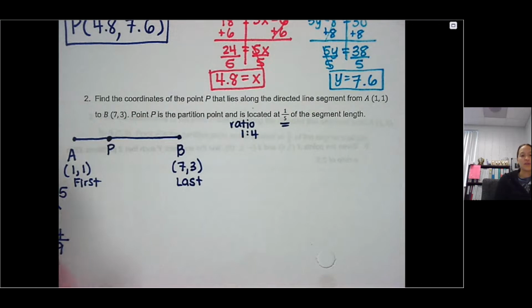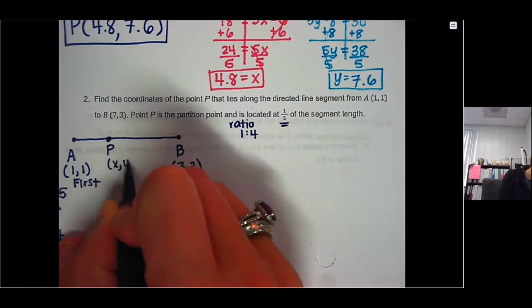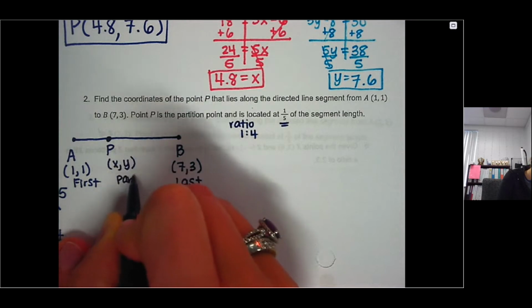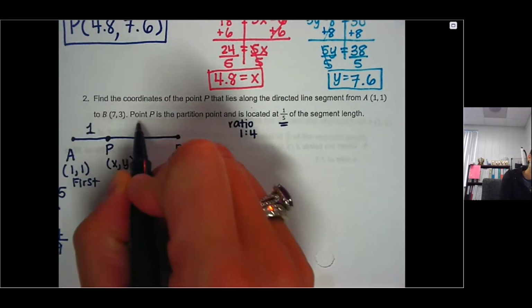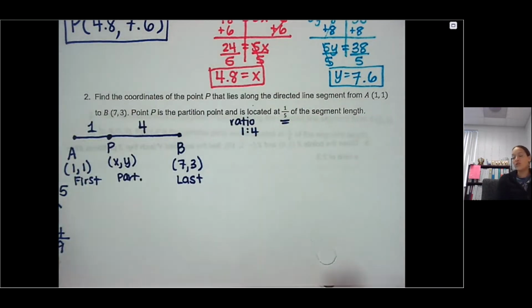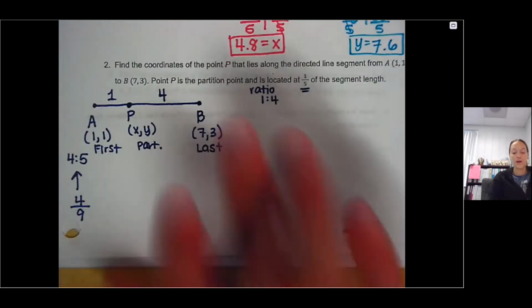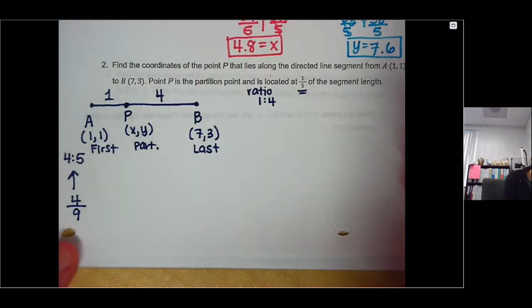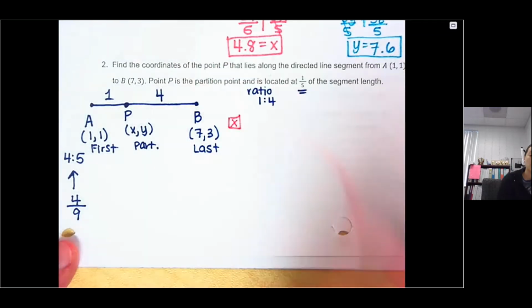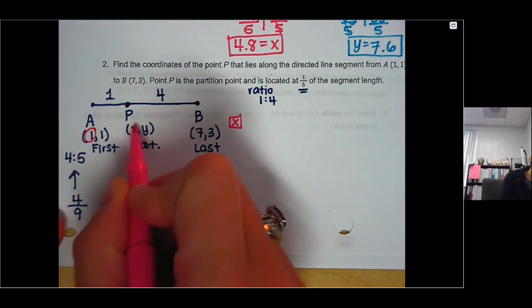Doesn't have to be exact, obviously. Okay, and I don't know what my partition point is, so I'm putting XY. I'm just going to put the word part there to write the whole thing. And my ratio is 1/4. Okay, so let's just set up the 2 equations and then you'll finish them on your own. So we'll just write the equations to start. Okay, so my X coordinates are all the ones that come first. The 1, the X, and the 7.